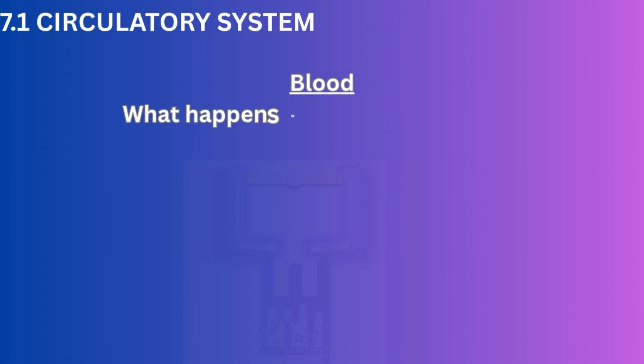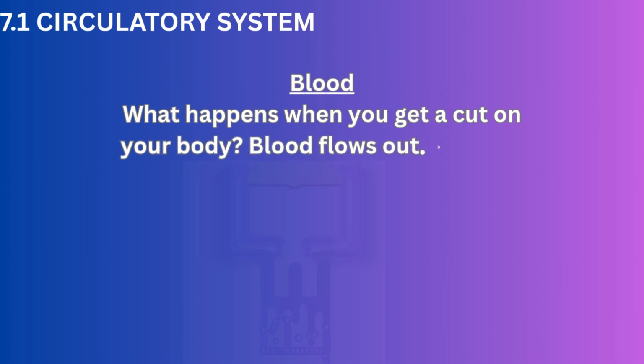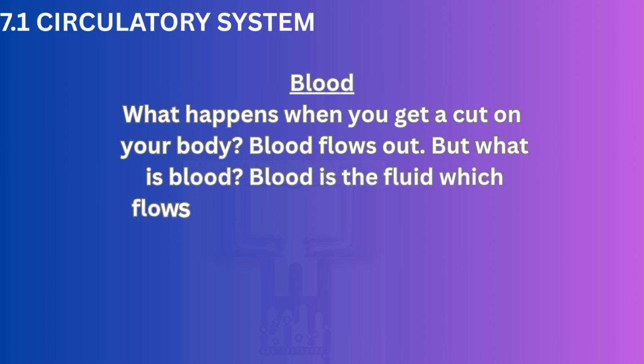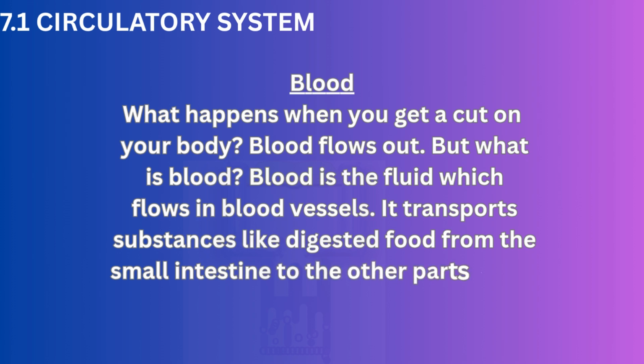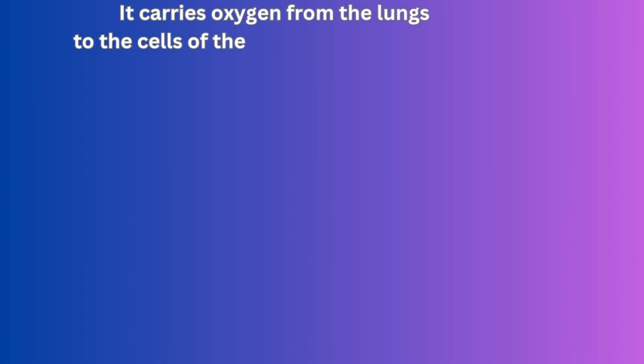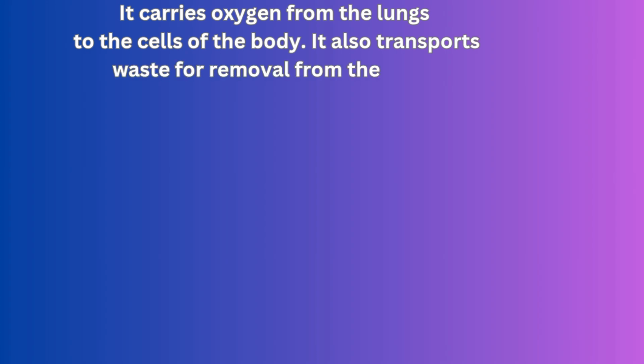7.1 Circulatory System. Blood. What happens when you get a cut on your body? Blood flows out. But what is blood? Blood is the fluid which flows in blood vessels. It transports substances like digested food from the small intestine to the other parts of the body. It carries oxygen from the lungs to the cells of the body. It also transports waste for removal from the body.